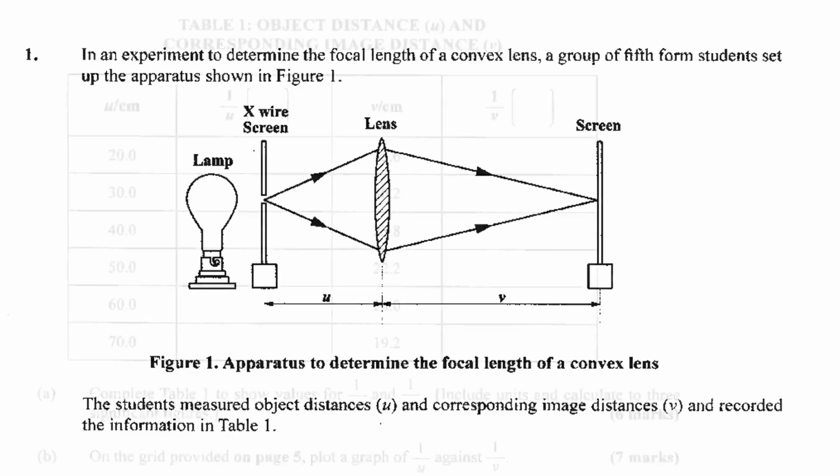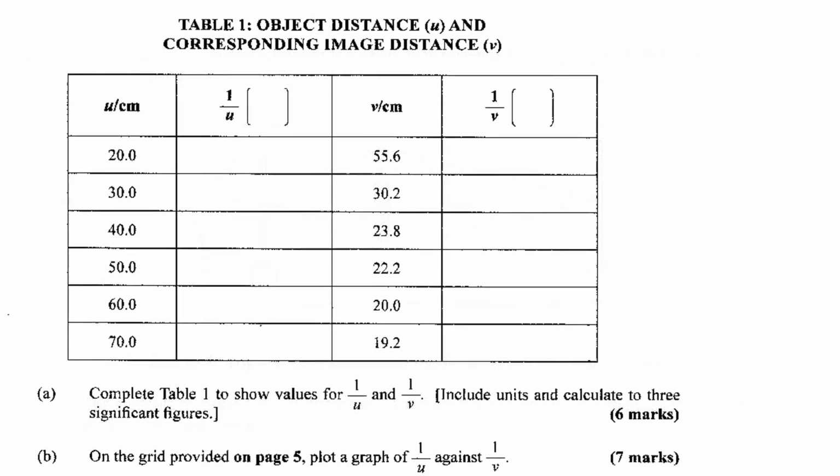So, first thing you're asked to do is to complete table 1 to show values for 1 over u and 1 over v. And you're also to include units and calculate to 3 significant figures. Then, after that, on the grid provided on page 5 in the booklet that you will be provided, you're to plot a graph of 1 over u against 1 over v for 7 marks.